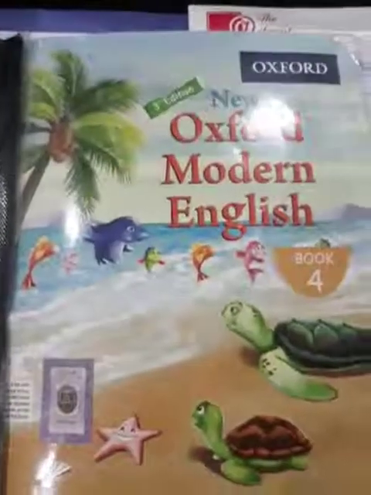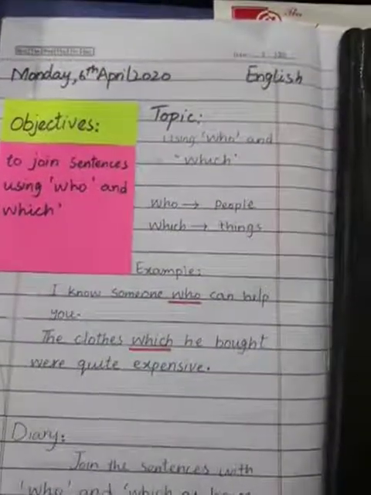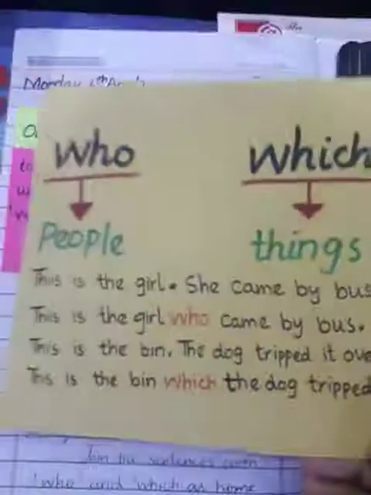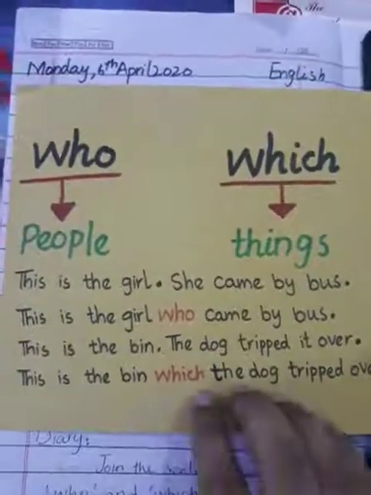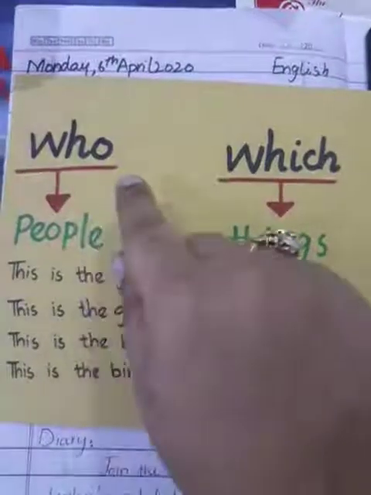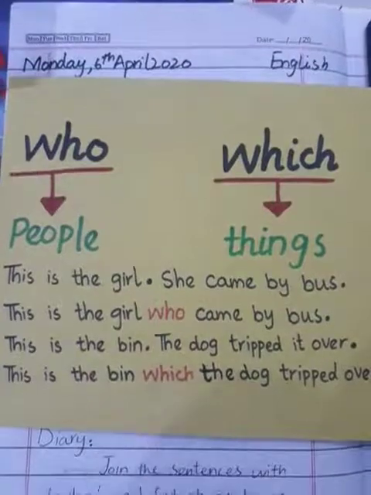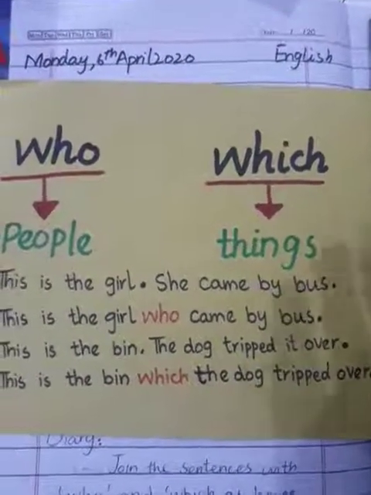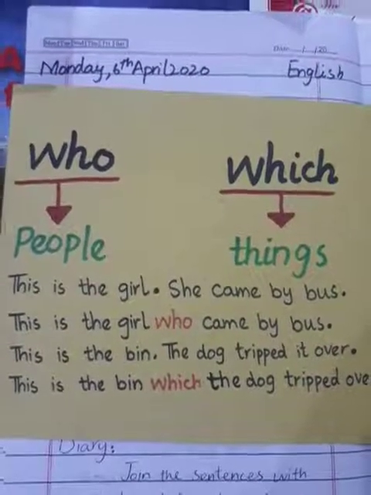And now let's take a look at today's topic. Today we are going to learn about using who and which, and along with this we will learn how to join sentences by these two words. So let's begin. The point to remember is that we should use who to refer to people, and which is used to refer to things. Yes. So let's take a look at the examples.